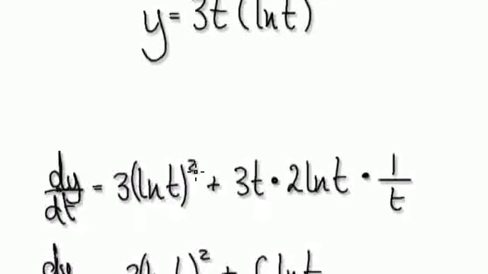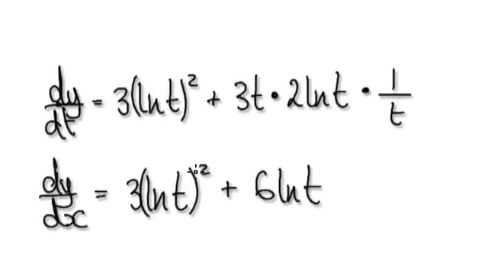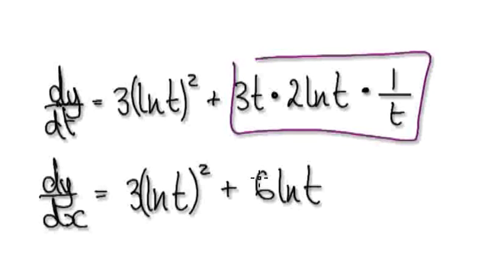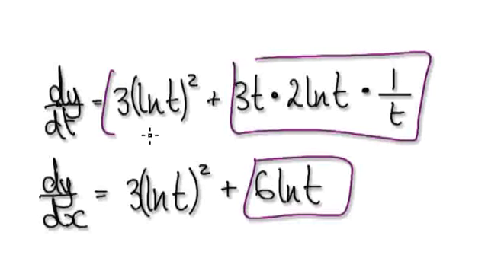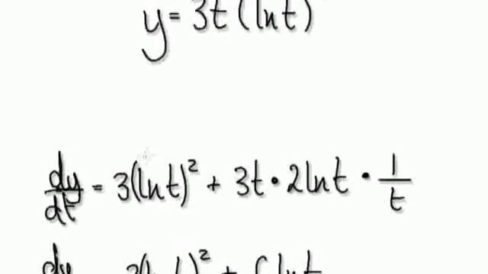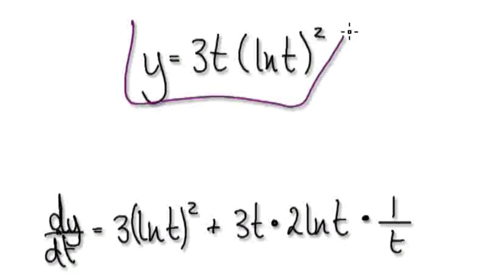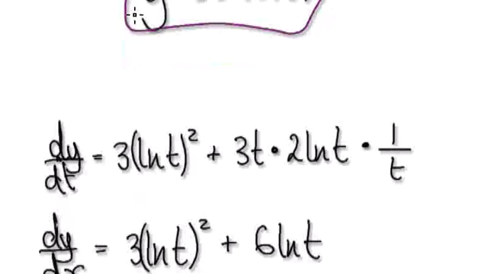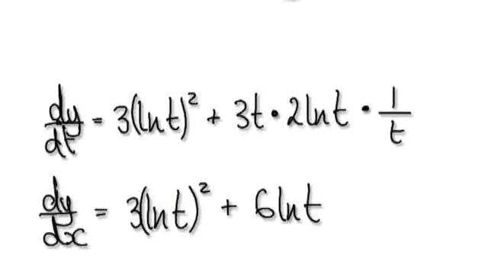Now it's just a matter of tidying up. So tidy this whole thing up. It will give you this, and this remains the same. So given y equals this, dy by dt. Sorry, hang on, dy by dt here. Yeah, dy by dt equals that.